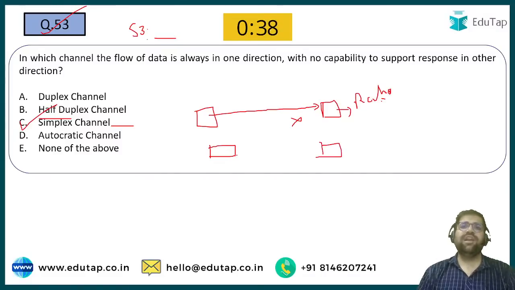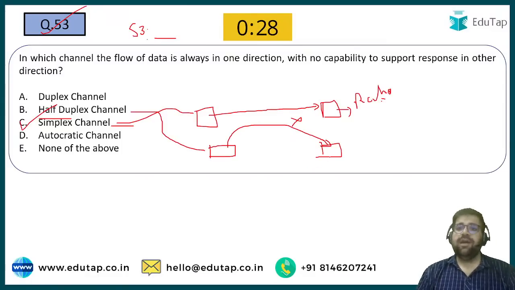It's like an autocratic channel as well, okay? Simplex, this is your simplex, okay? What is half duplex? Half duplex means that you are transferring the communication from one computer to another computer, and after listening to the communication, the other computer will respond.